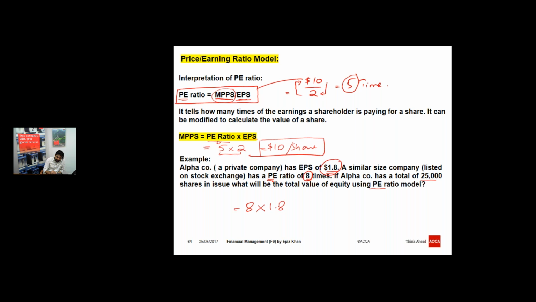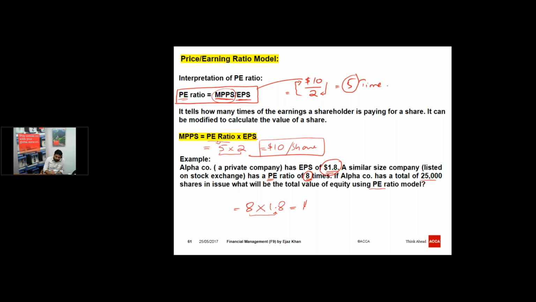If this company is valued at 8 times its earnings, then we assume that since we are a similar company, we will also be valued in the same way. So if our earning is $1.8, our investors will pay us 8 times our earning. This is what I'm assuming. In practice it will not be like this, and we'll discuss it later. But for the time being, we'll just multiply 8 with 1.8 to get 14.4.